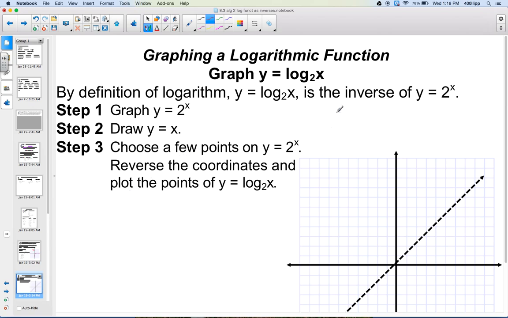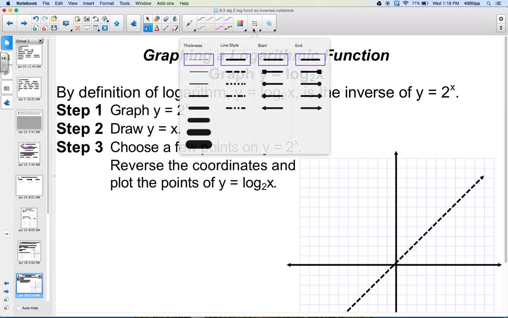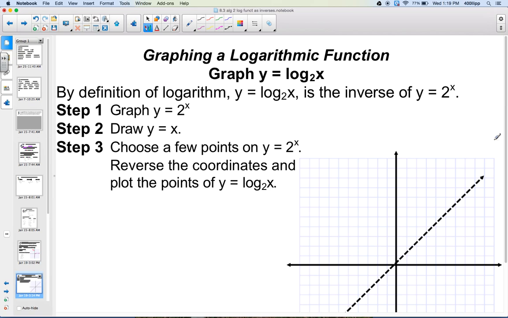Okay, so moving on here, let's do another one. We know that another way that you can do it is by graphing both of them and then reflecting it over the y equals x line. So you can also do that. Or you can graph one of them, y equals 2 to the x, and then you can switch x and y. Okay, so it says to graph y equals log base 2 of x.